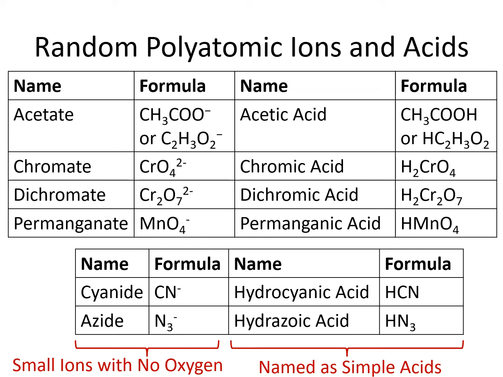Permanganate is MnO4-1. Permanganic acid has 1 +1 hydrogen added to that.